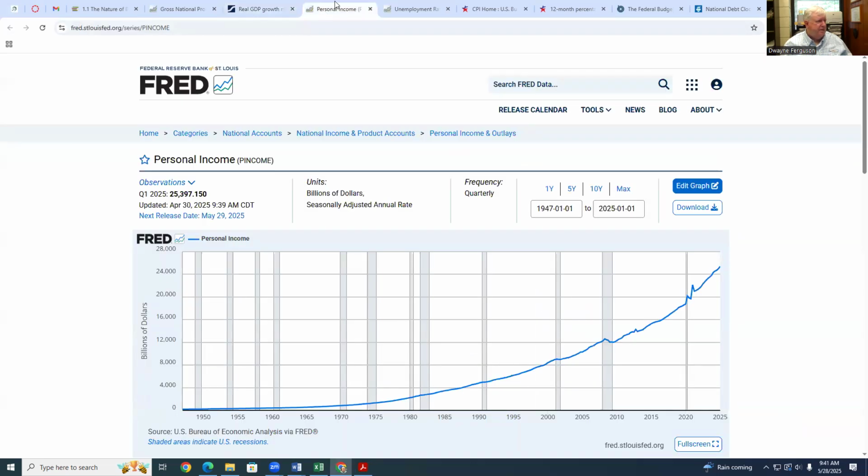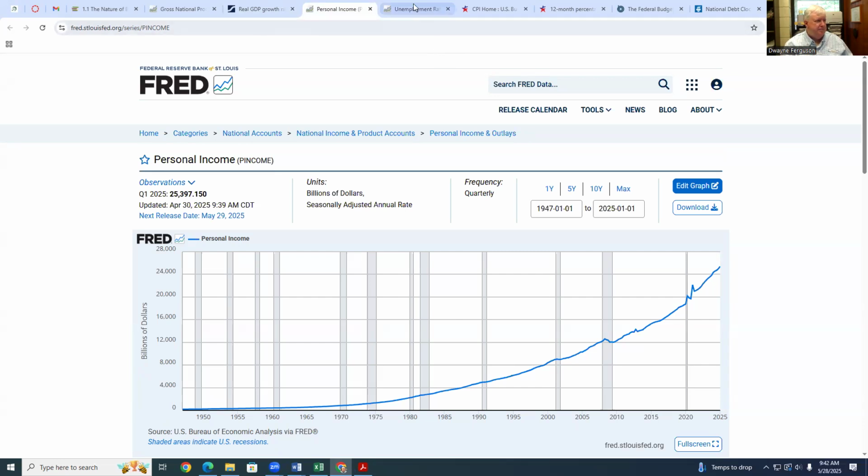This is personal income. You can see that personal income has grown, and continues to grow. We may gripe about how much we don't make on our job or whatever it is, but in reality, we're making more than our ancestors could have ever thought. Our granddads could have ever thought about making.